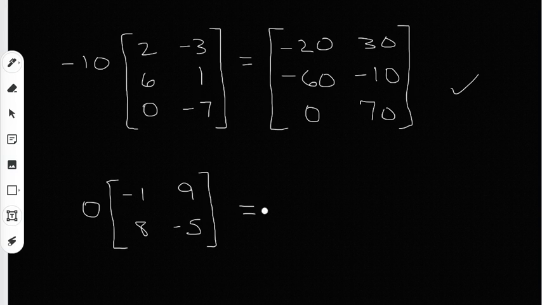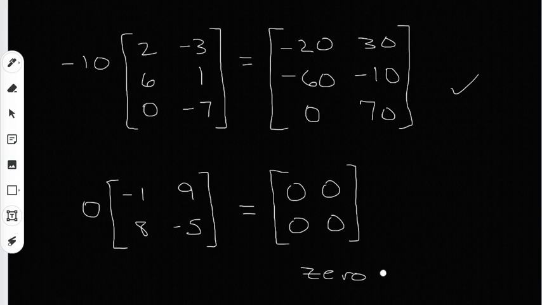Down here, since I'm multiplying everything by 0 on the outside, I'm going to have an entire 2 by 2 matrix with all entries 0. So I'm going to have 0, 0 for the top row, and 0, 0 for the bottom row. Now, every single matrix that only has zeros is called a zero matrix. So this is called the zero matrix. And sometimes we use the symbol 0 with an arrow over it. It's called the zero matrix, or sometimes it's called the zero vector.